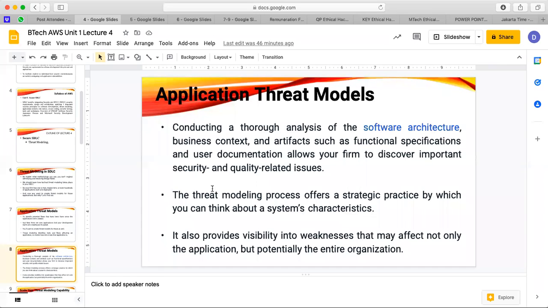Conducting a thorough analysis of the software architecture, business context, and artifacts, such as functional specification and user documentation, both allow your firm or organization or your company to discover important security and quality related issues. The threat modeling process offers a strategic practice by which you can think about the system characteristics. It also provides visibility into weaknesses that may affect not only the application but potentially the entire organization.